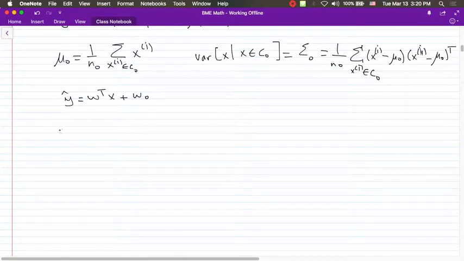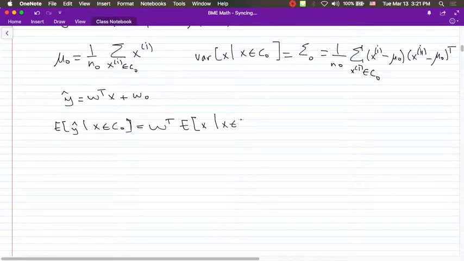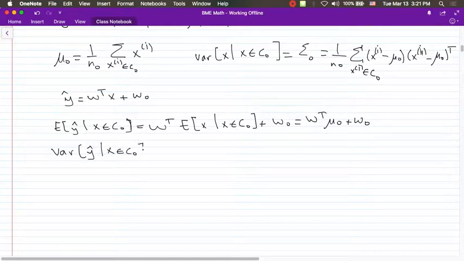Okay, so then, the expected value of y hat, given that x belongs to class 0, is, of course, W transpose times the expected value of x, given that it belongs to class 0, plus W0, which is just W transpose mu0 plus W0. And the variance of my estimate, given that x belongs to class 0, is W transpose sigma 0 W.